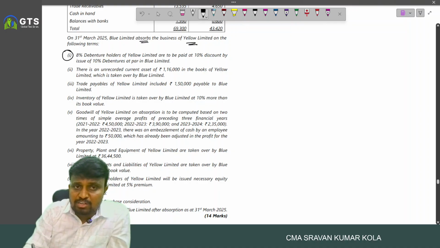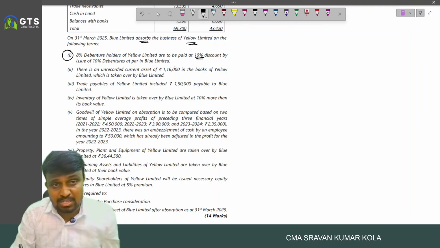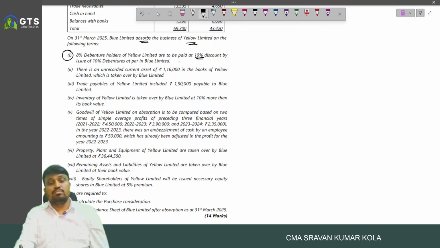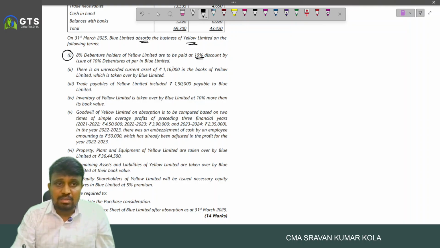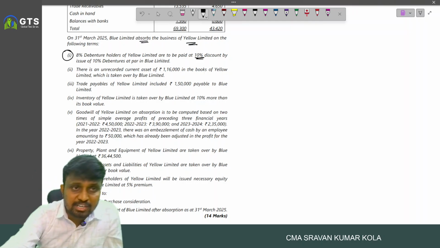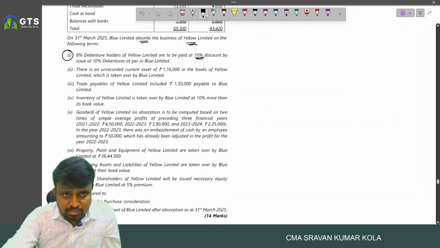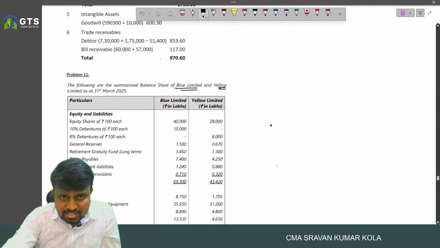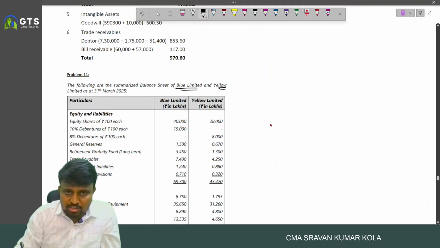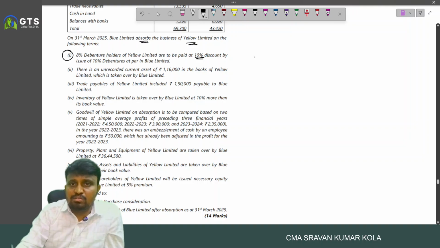8% debenture holders of Yellow Limited are to be paid at 10% discount by issue of 10% debentures at par. So this is the amount payable to debenture holders. But what is the amount they agreed to pay? What are the debentures of Yellow Limited? 8 lakhs. And we are paying what? 8 lakhs minus 10%.